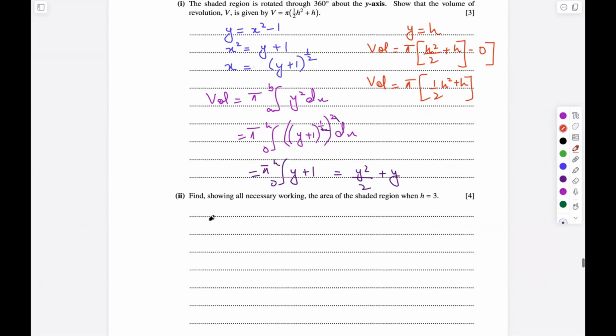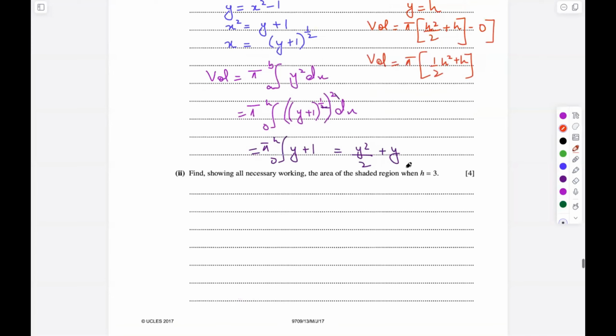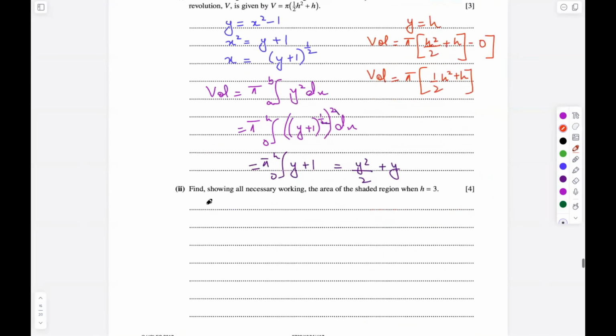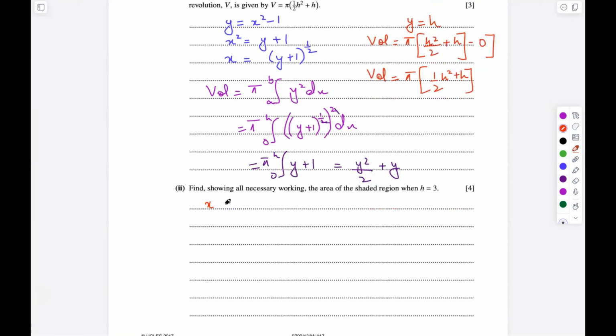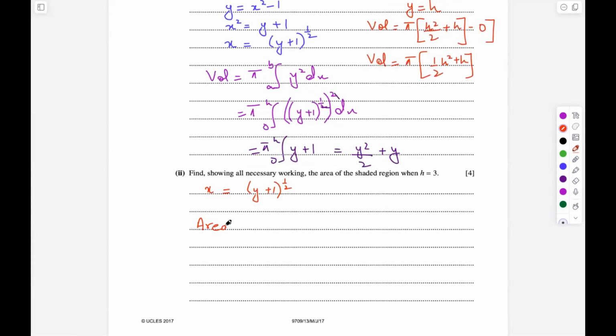In part 2, it says find, showing all the necessary working, the area of the shaded region when h is equal to 3. Now to find the area of the shaded region, we already have x in terms of y, so x equals (y plus 1) to the power 1 upon 2. To find the area, we'll integrate this expression with respect to y, so the area will be the integral of (y plus 1) to the power 1 upon 2, and the limits will be 3 and 0.